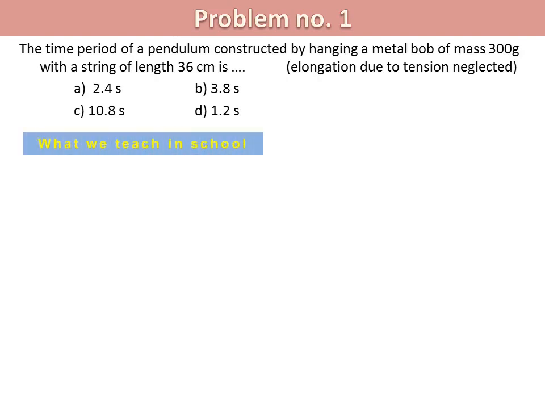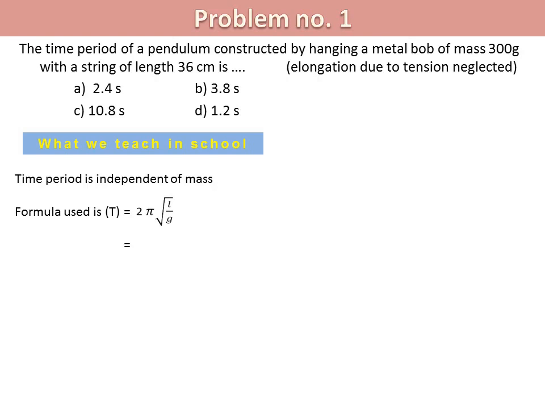What we actually teach in school is time period is independent of mass. Let the mass be 300, 600, 1 kg, 1 ton. It does not depend upon the mass. So the student doesn't have to worry about the mass. Formula here used is T equals 2 pi root of L by G.